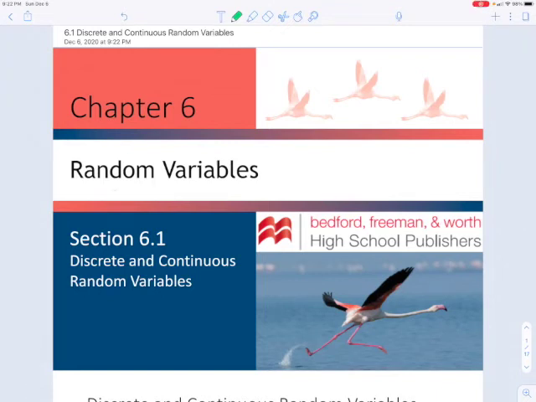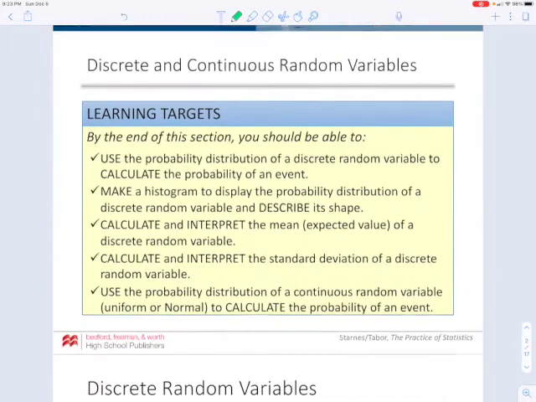Chapter 6 is about random variables. So here for section 1, we're going to talk about two types of random variables. The first video will be about discrete random variables, and the second one will be about continuous random variables.